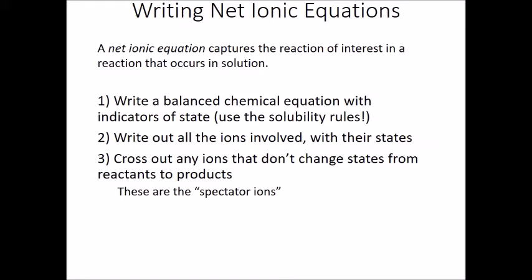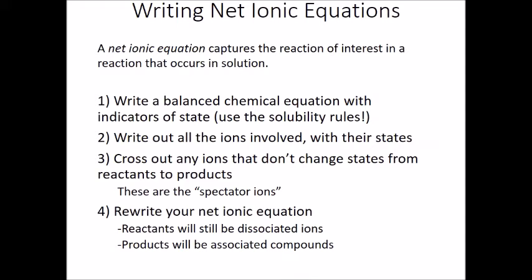Next, you will cross out any ions that don't change states from reactants to products. These are called the spectator ions because they don't really participate in the process of the reaction. Therefore, we can ignore them. You will then rewrite your net ionic equation using only the ions that change state. The reactants will still be dissociated ions, but the products will be associated compounds. Let's see this in action.